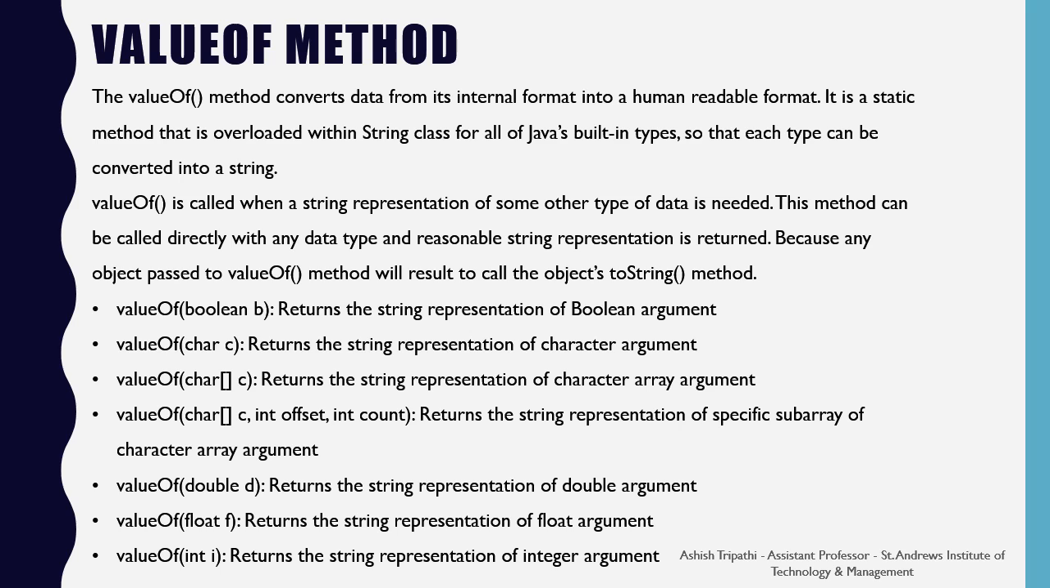So here are some of the examples. valueOf(boolean) will return the string representation of the boolean argument. valueOf(char) will return the string representation of a character argument. valueOf(char[]) will return the string representation of the character array argument. valueOf(char[], offset, count) will return the string representation of the specific sub-array of the character array argument. valueOf(double) will return the string representation of the double argument. valueOf(float) will return the string representation of the float argument, and valueOf(int) will return the string representation of the integer argument.